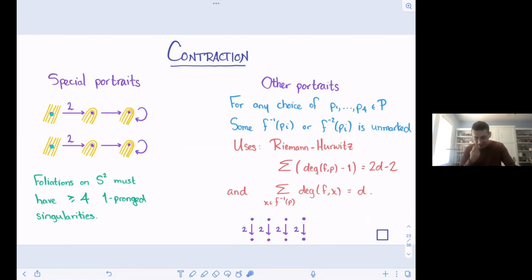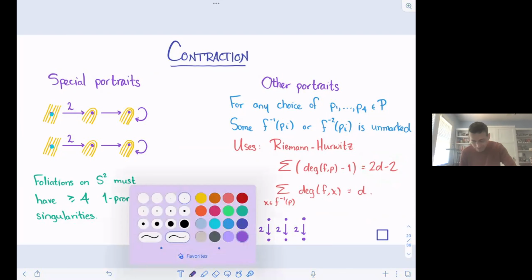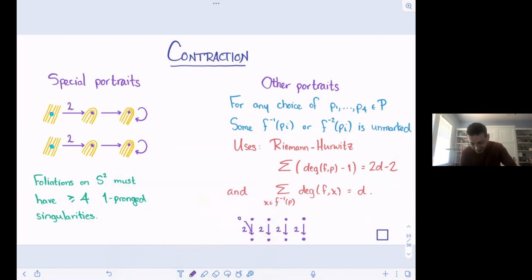But what's the problem with this? If you add up 2 minus 1 plus 2 minus 1 plus 2, that adds up to 4. That tells me the degree has to be 3. So that means, whoops, there's another preimage of this marked point, and that's going to give me one of those junk points. That's how it works. So you're just playing off these two formulas.